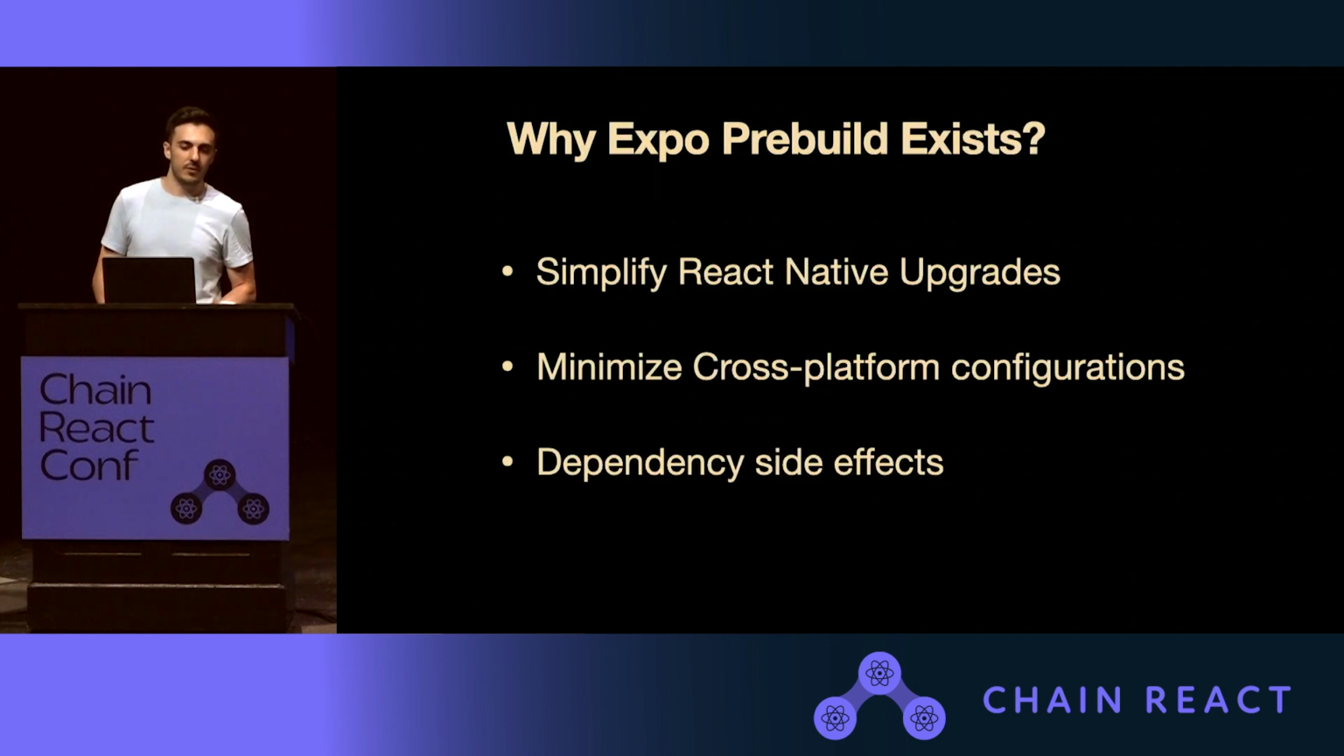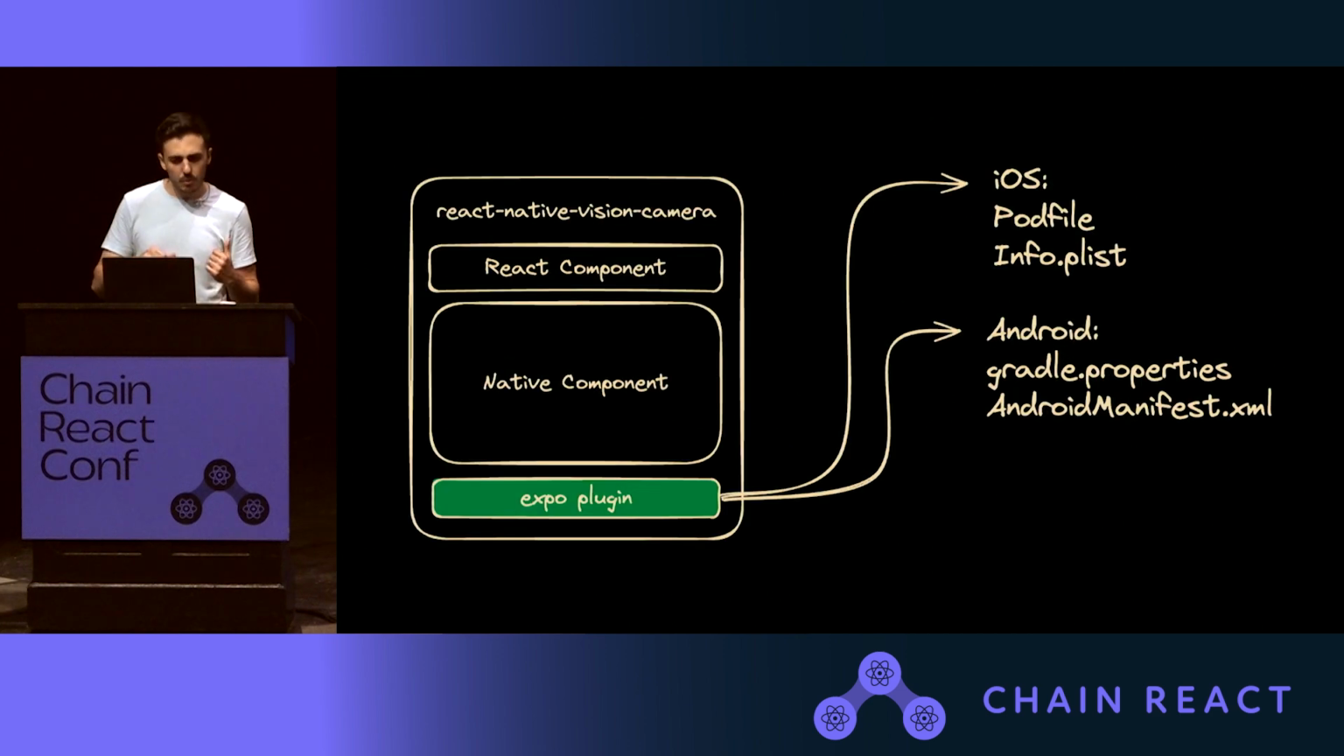Okay, so now we know what it is, but why is it useful? Expo Prebuild can help you simplify React Native upgrades, minimize cross-platform configurations, and take advantage of dependency side effects. This last point is very interesting because it allows library authors to automate their library setup in your app by including all the necessary code as part of their package in the form of an Expo plugin. This reduces the complexity of including the library into your app.